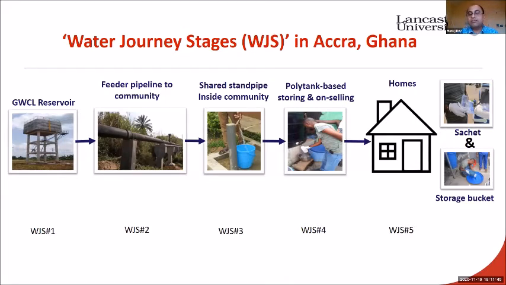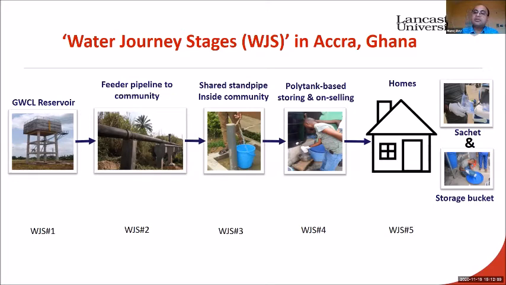It is likely that some contamination might happen from the main supply to the entry point of the community. So that is one source that might be attributable to the problematic water network. Then comes what happens from the feeder to the shared standpipe inside the community, the picture that you just saw, where the lady was waiting to collect water. That is what we are calling water journey stage 3.